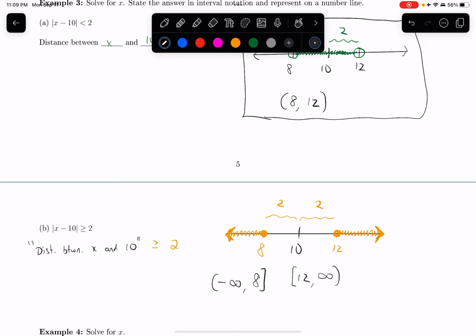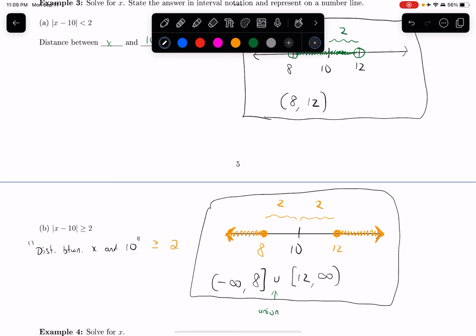Infinity always has a parentheses. When there's more than one interval like this, I have to combine them with the union symbol, which kind of looks like a U like this. This is the union symbol. Okay. So that's my shaded number line, and that's the answer in interval notation. Cool. All right, let's do some more examples.